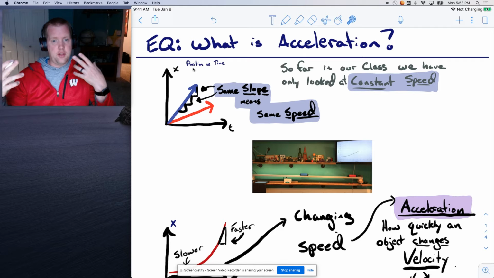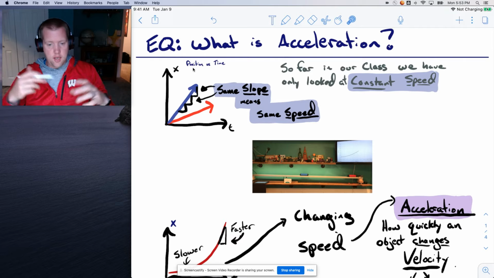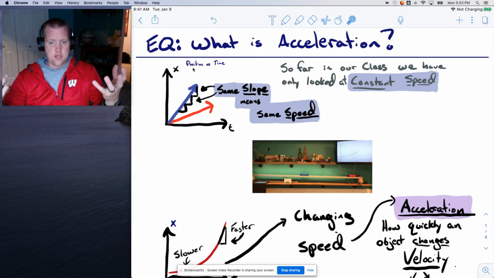But you and I both know that that's not the only type of motion that's out there. There are objects that can change their speeds. And when you do that, you end up doing something called acceleration.